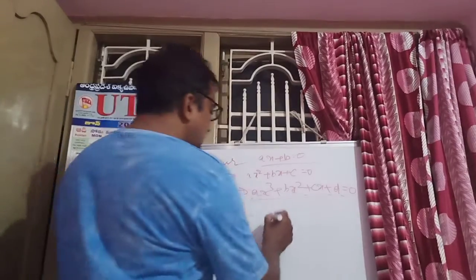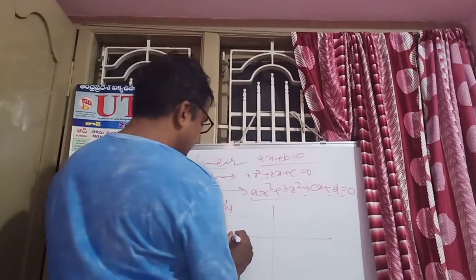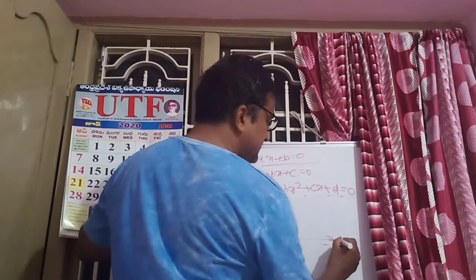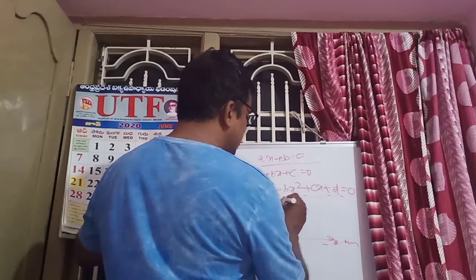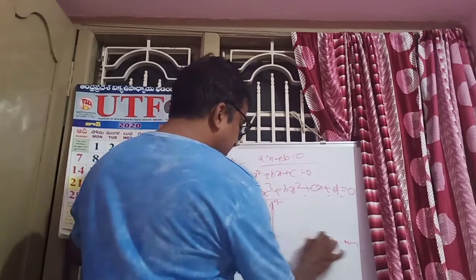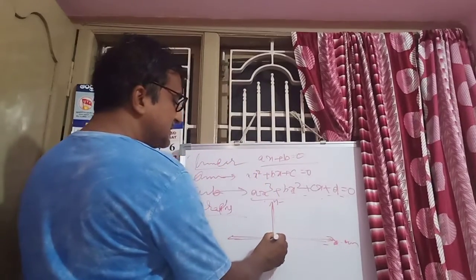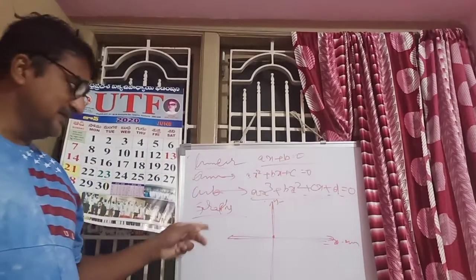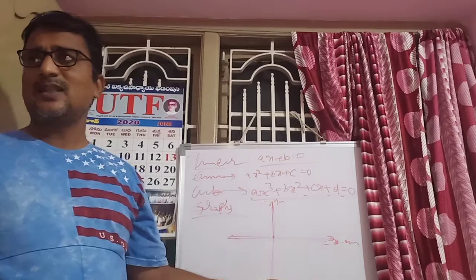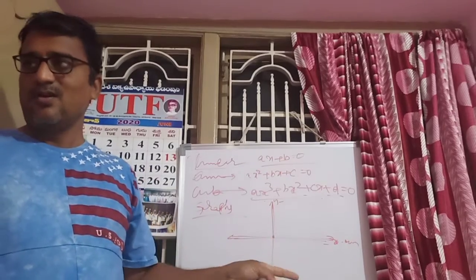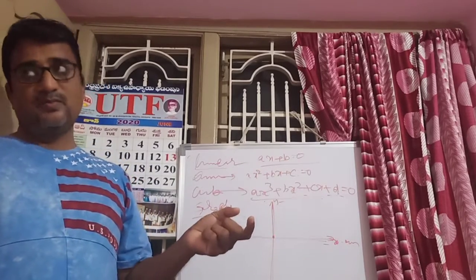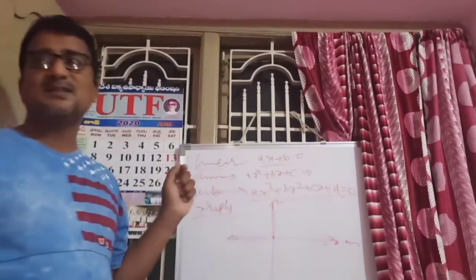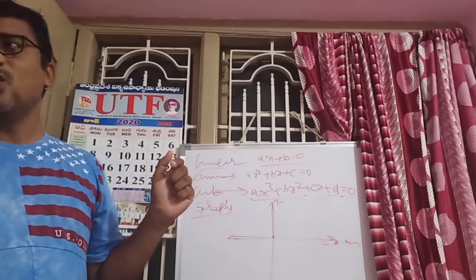Generally, graphs means this. The meeting point of the x-axis and y-axis is called the origin. Generally, the horizontal line is called the x-axis and the vertical line is called the y-axis, and the meeting point of both the x-axis and y-axis is called the origin. Generally, the origin is denoted by O.